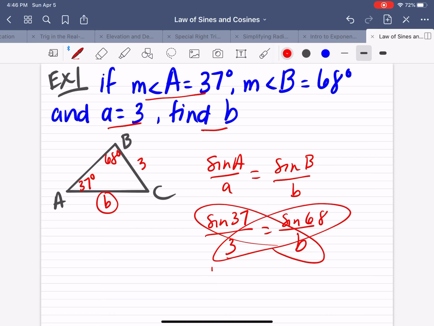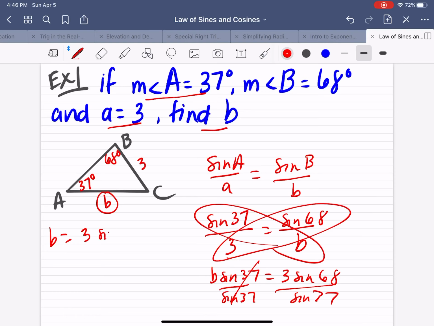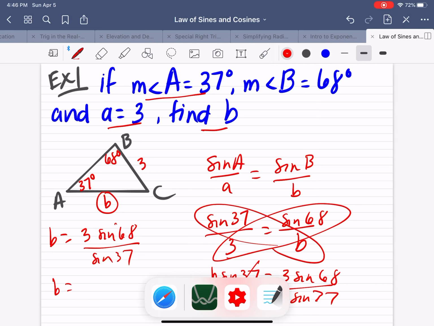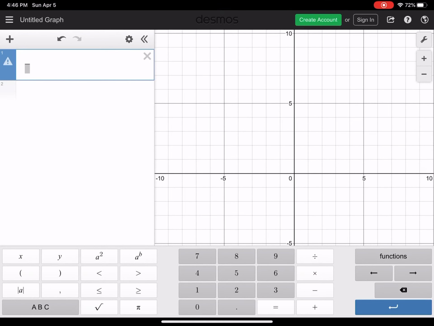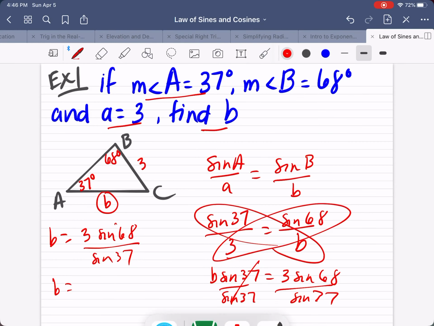So you get B sine 37 equals 3 times sine of 68. Get the B by itself. Divide both sides by sine 37. So B is equal to 3 sine of 68 over sine of 37. Let's put that in the calculator and we should be done with this problem. So 3 sine of 68 divided by sine of 37.